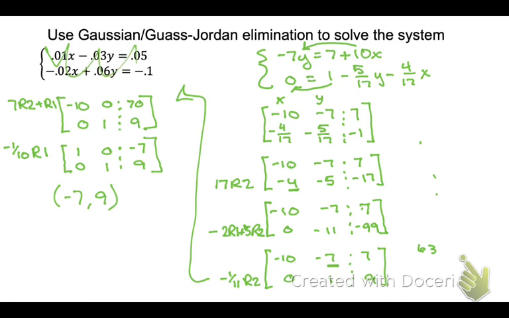Now, could you possibly have a fraction at the end? Yes. There is nothing that says you are not going to have fractions. How do I know if I'm right or not? I can plug it back in, right? So if I have -70 plus 7, that would be -63. So I'm right there.